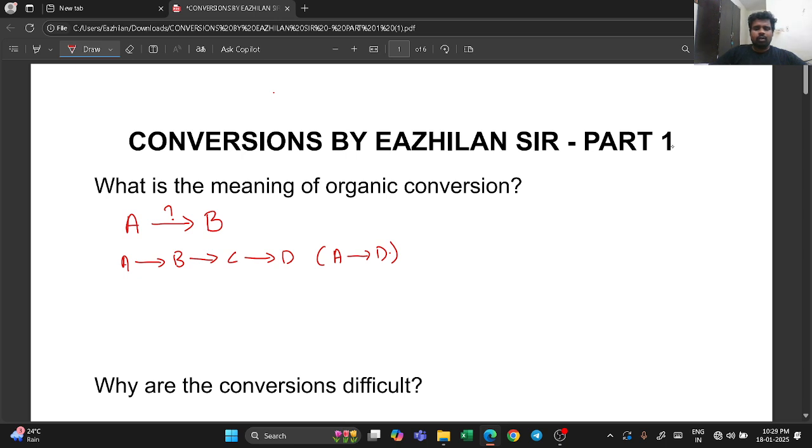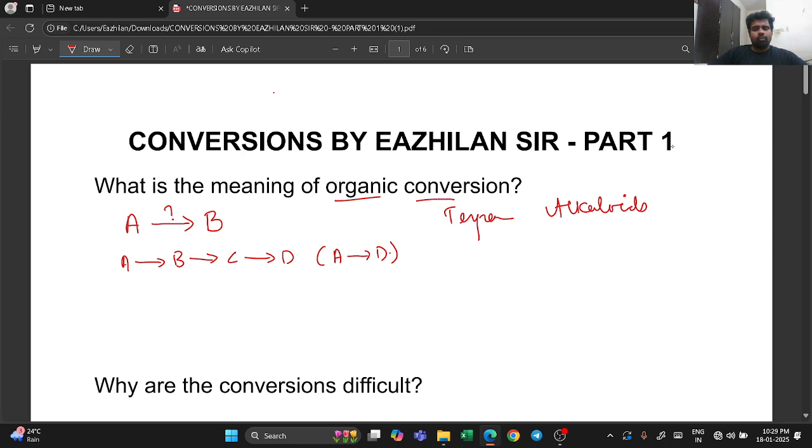There are something called natural products, like you have terpenes, you have alkaloids, like camphene. Then you have many hormones, like thyroid hormones, or testosterone, estrogen. Such complex compounds need multiple step conversions. That is what we call organic synthesis. A simplified version of organic synthesis is what we call organic conversions.